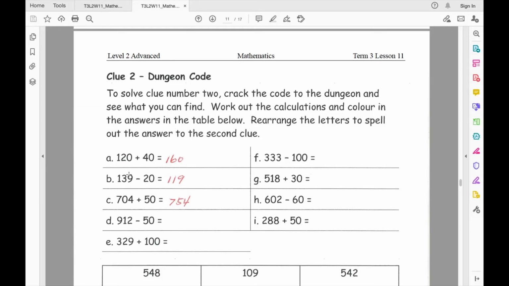Now B, 139 take away 20. What do we get? We get 119. So what are we minusing here? Well, in the middle here, we are minusing a 2 from the 3. So 3 minus 2, we get 1. And over here, we have a 9. 9 minus 0, 9 take away nothing is still 9. That's why we have a 9 here. And we're keeping that 1 from 139. So our answer becomes 119.